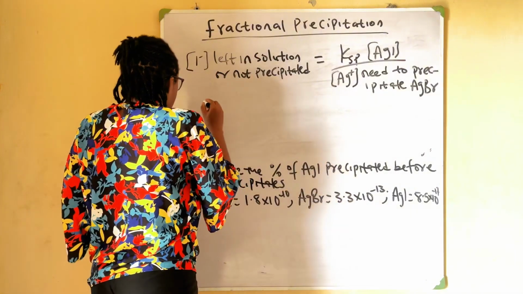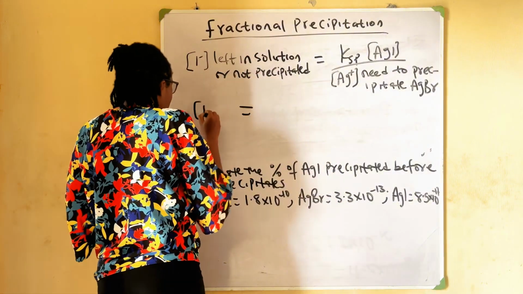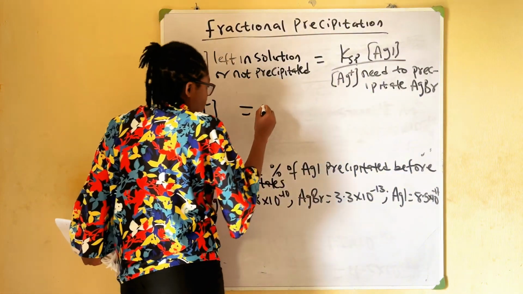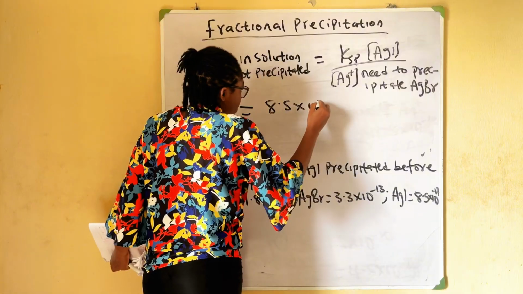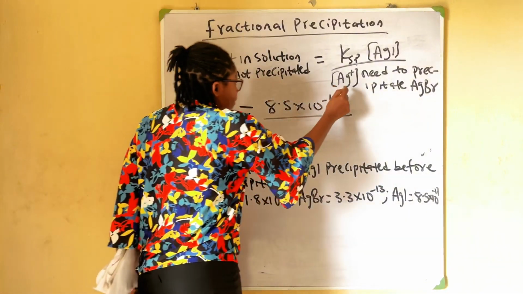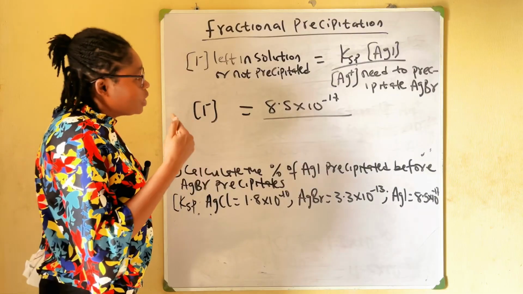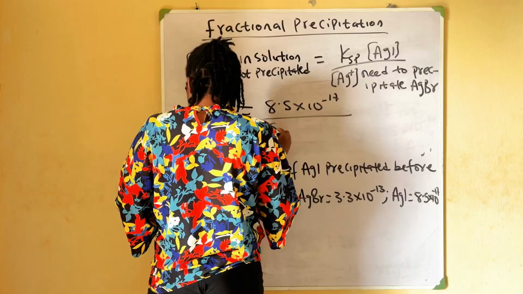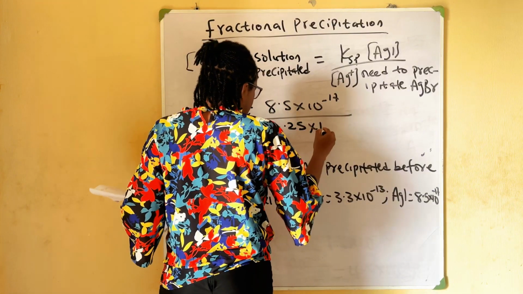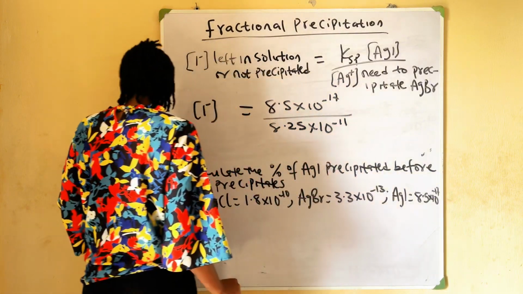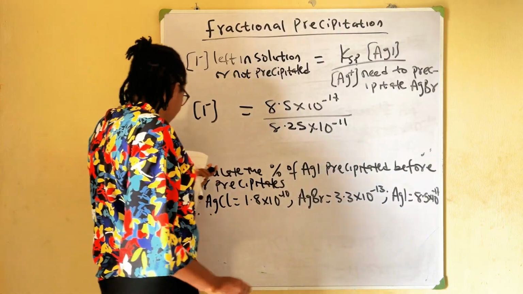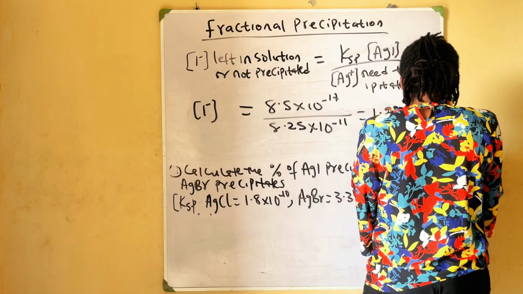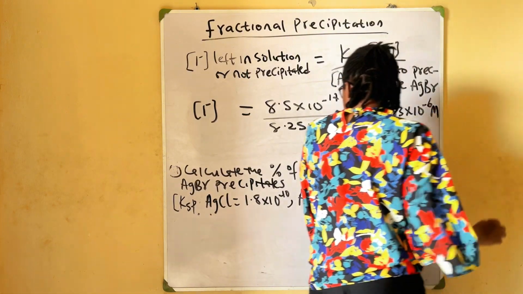So the concentration of iodide ion is equal to, so what's the Ksp value for silver iodide? 8.5 times 10 raised to the power minus 17, divided by the concentration of silver ion needed to precipitate silver bromide. So the value, we got it to be 8.25 times 10 raised to the power minus 11. So when you divide this, you'll be having 1.03 times 10 raised to the power minus 6 molar concentration.